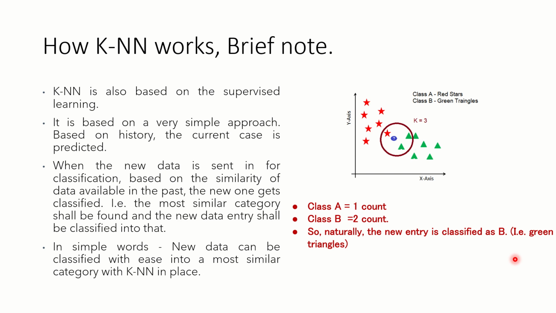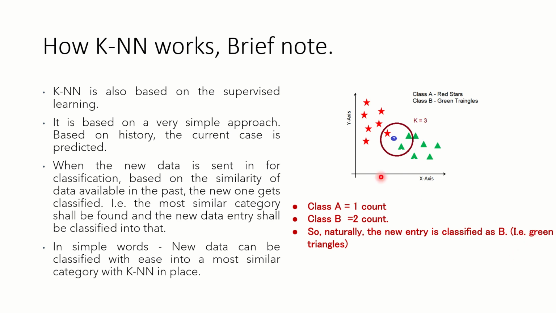I am bowling a ball. I already have a list of 5 or 6 deliveries that I have bowled. Now I'll classify this ball based on the history. You have bowled a Yorker, you have bowled a full toss, you have bowled a short pitch, what it is, and I will group it. The most similar category shall be found, and the new entry will be classified as that particular category. Very simple. The new data can be classified with ease because we have similar data which is already available in the history, and I will group it accordingly.